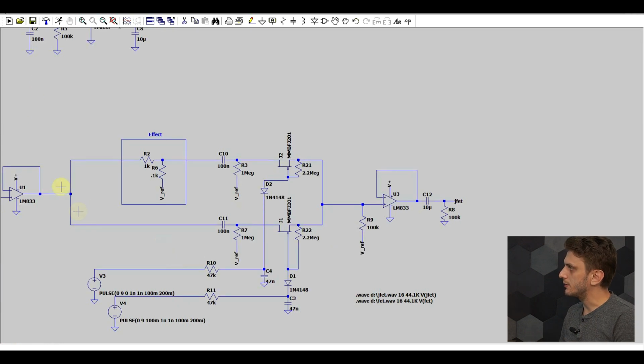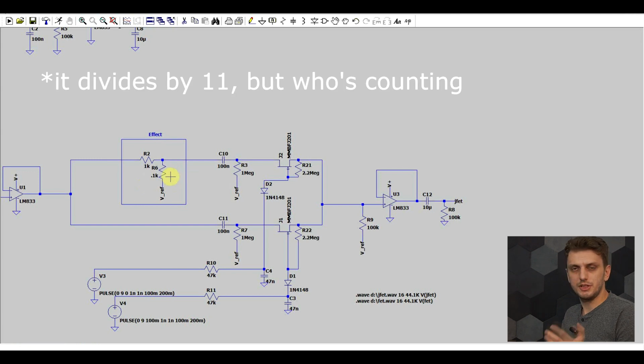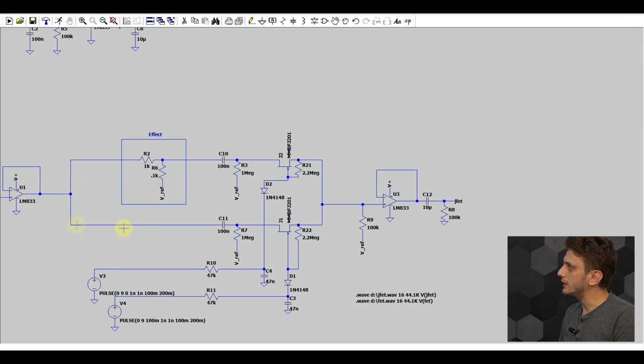Now inside the circuit, we have our affected path. Just to keep things simple, the effect that I'm simulating today is just a divide by 10 resistor divider, so we have two signals between which we can switch. And then we have our non-affected path on the bottom trace. Now I removed the flip-flops and replaced them with pulse sources just to keep things simple, and these are driving my analog switches.